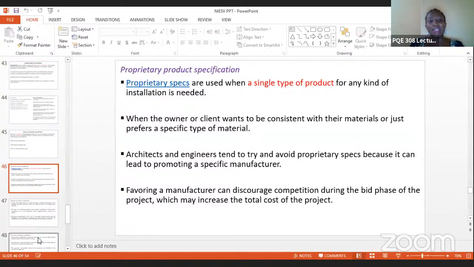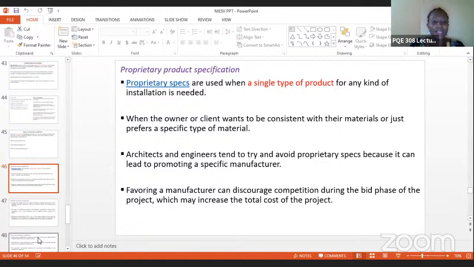This kind of specification, I hope you get what I'm trying to say, you're only using one type of product from a particular manufacturer. Some people have a flair for such things. That is, everything I have in my house is from this particular manufacturer. Probably they have so much interest, so much likeness for that particular product.